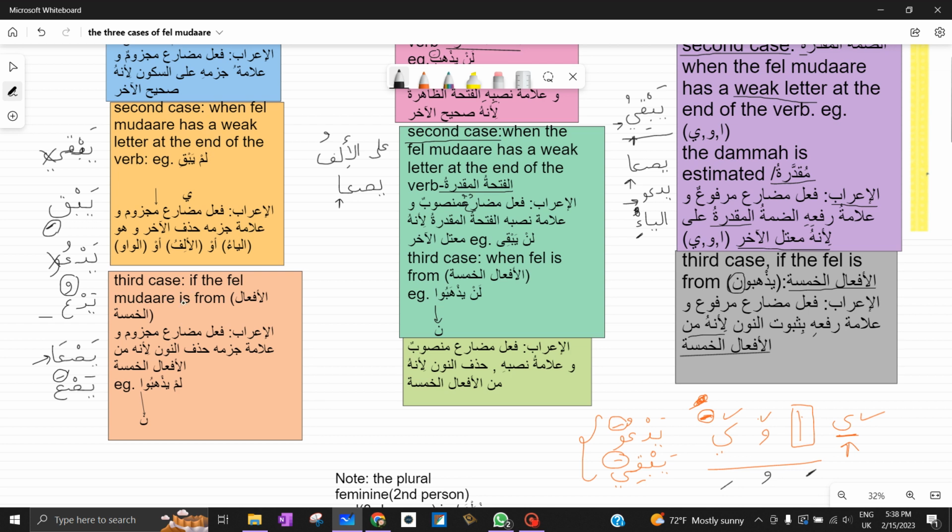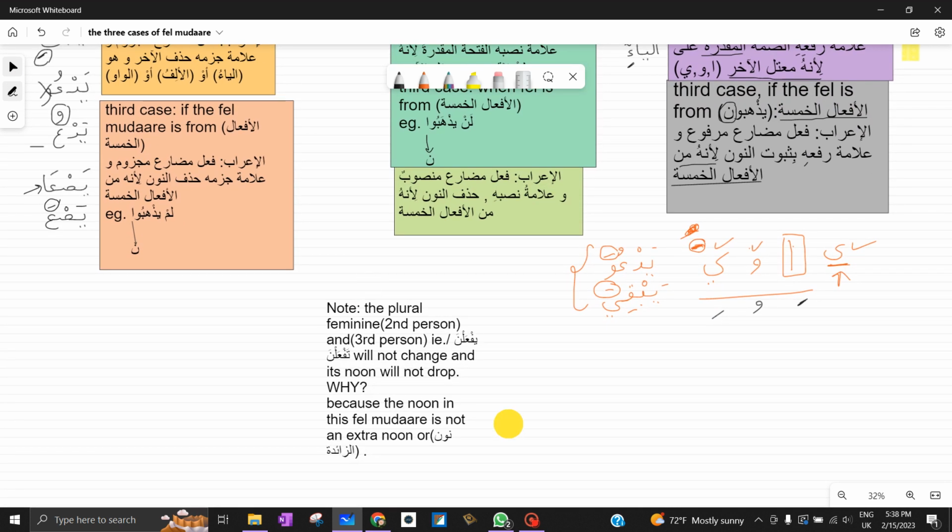And third case, if the fail mudaare is from afalul khamsa, it's the same. The noon drops and your i'rab will be alamatu jazmihi bihadf an-noon li'annahu min al-afalul khamsa. It's the same. I have told you in mansoob and in jazm. All three cases we have covered.